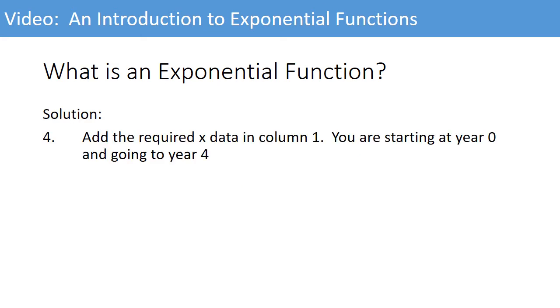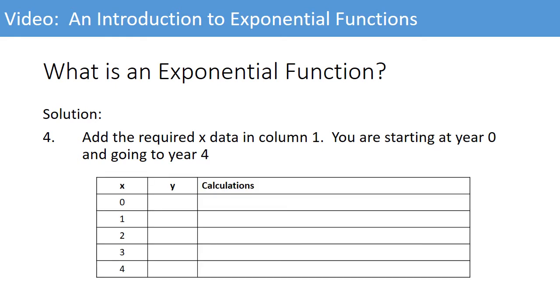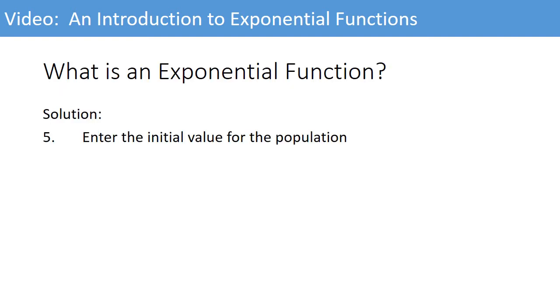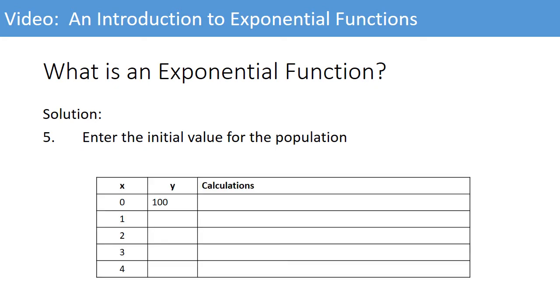Now, you want to add the required x data in column 1. We are starting at day 0 and going to day 4, so in the first column we will put 0, 1, 2, 3, 4. This is the data we will use in our calculations. The next step is to enter the initial value for the population. We know when the sample was first given, there were 100 bacteria. This is the initial value.